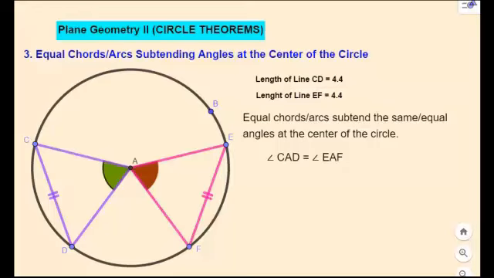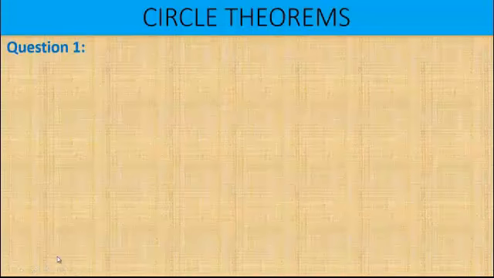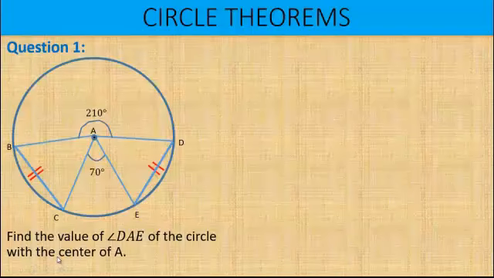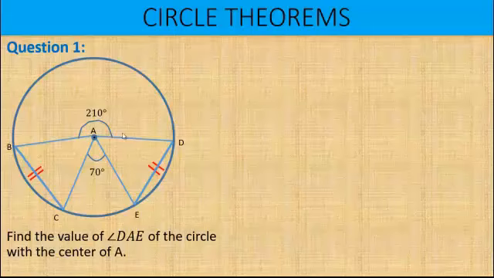Now let's go to our questions and see how we calculate these angles when any of them is not known. Question 1. Find the value of angle DAE of the circle with the center A.